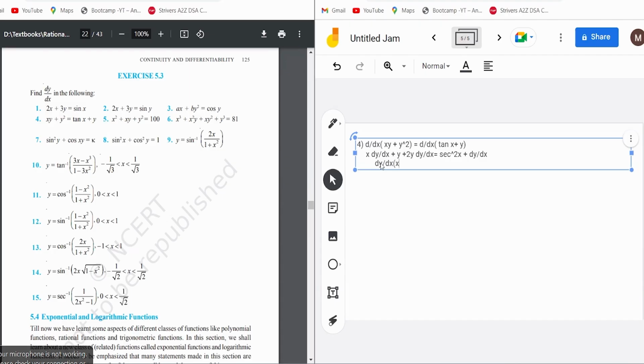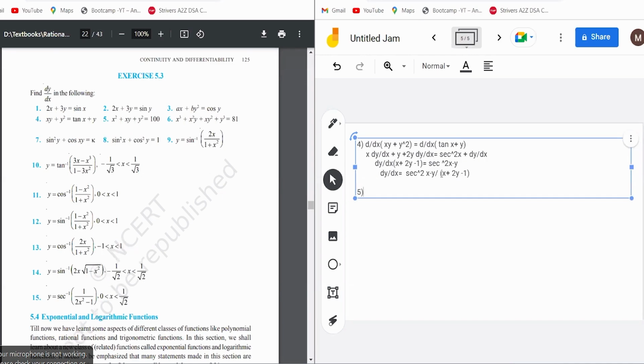क्या आ जाएगा यहाँ से आ जाएगा x plus 2y minus 1। ओके, x plus 2y minus 1 equal to sec square of x plus y minus 1. तो यहाँ से मेरे पास आ जाएगा dy by dx equal to sec square x plus y minus 1 divided by x plus 2y minus 1, सिंपल। आगे समझ में? So question is simple, you have to just jot it down and solve the answer.